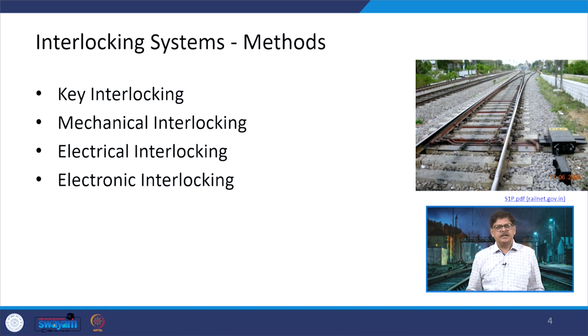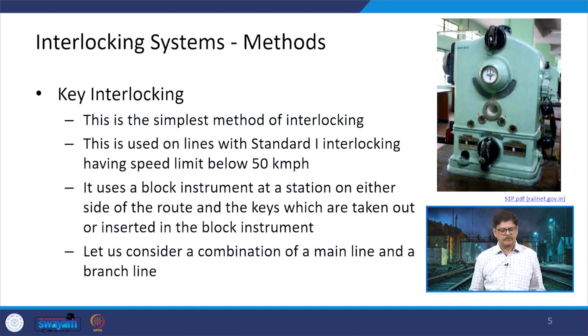So as I said, there are different methods. Today we are going to talk about only key interlocking and mechanical interlocking, and the 2 other aspects, which are electrical interlocking and electronic interlocking, will be taken up in the next lecture. Let us start our discussion with key interlocking.